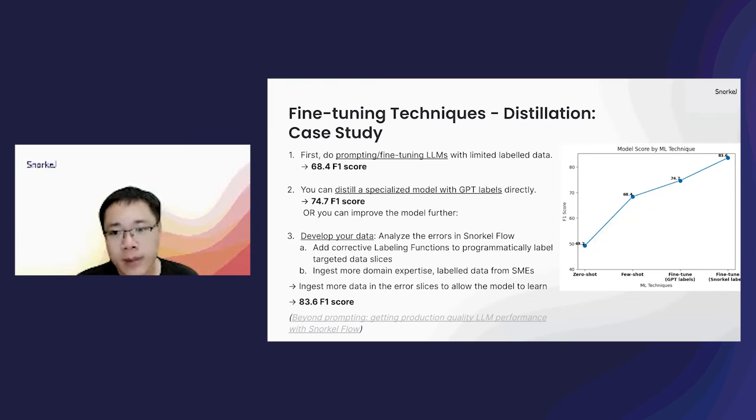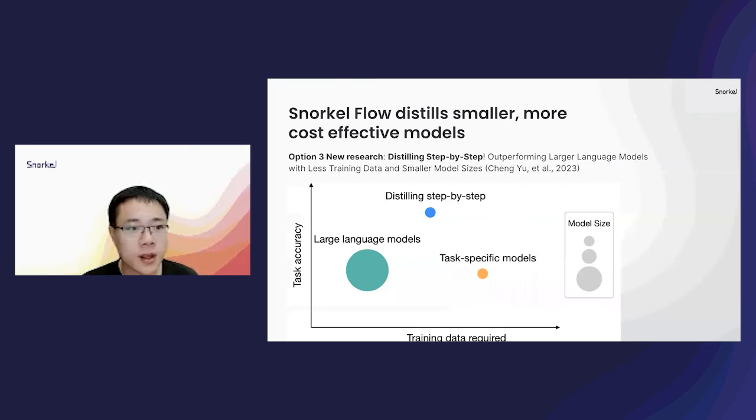And this will make your model perform much better, and you can then use it for distillation purposes. So you can see here, finally, we were able to reach an 84 F1 score. You can read more details about these use cases in "Beyond Prompting: Getting Production Quality Large Language Models with Snorkel Flow." This is available on the Snorkel blog.